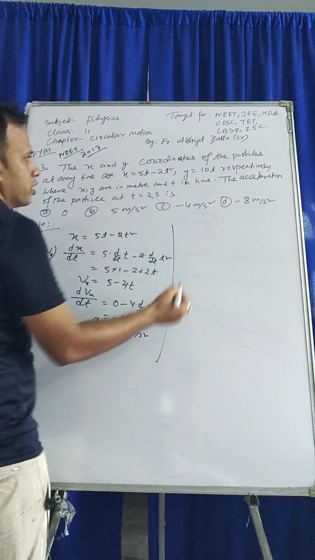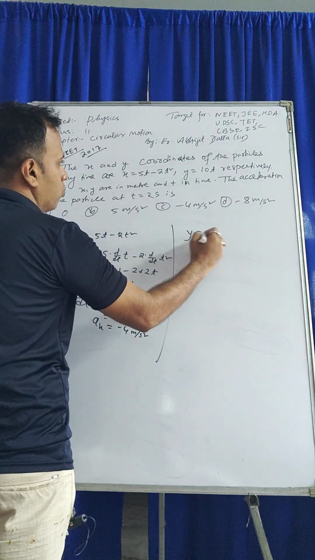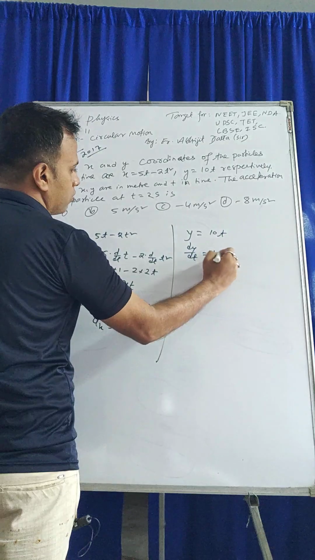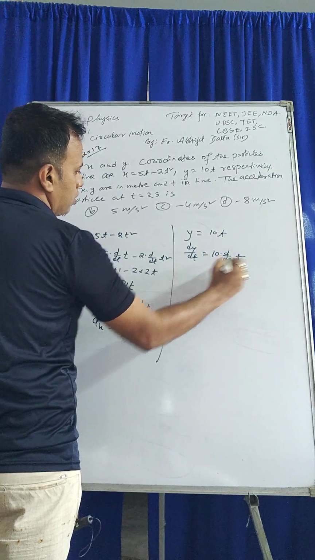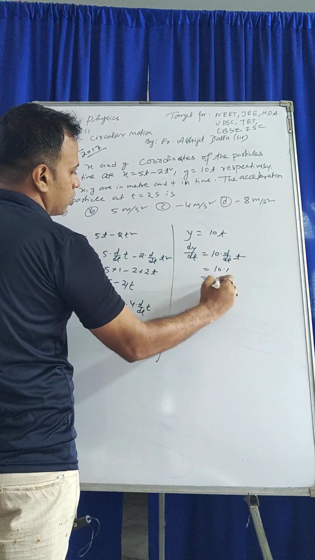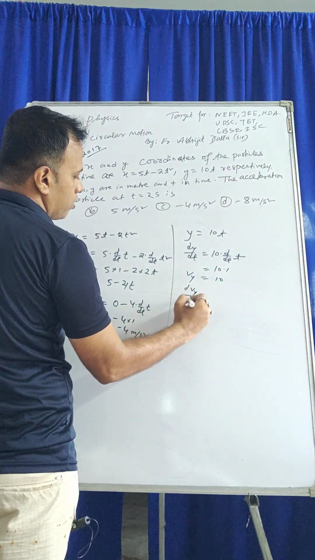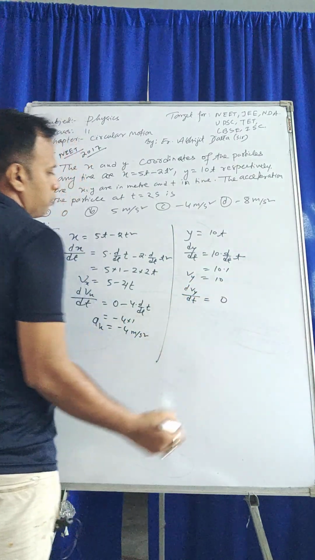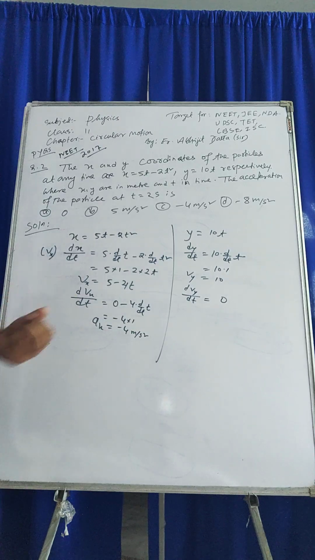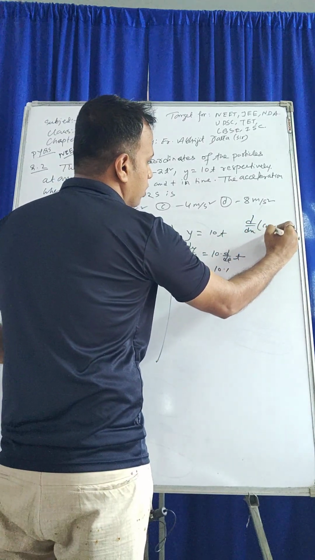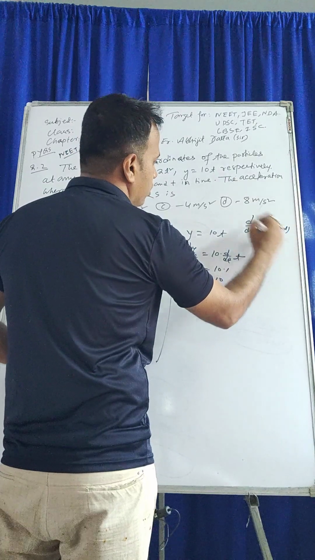Now differentiate y equal to 10t. So dy by dt will be 10 into d by dt of t. It will be 10 into 1, that is 10. So it will be vy. If I differentiate this again with respect to time, it will be 0, because the derivative of any constant is what? It will be 0, is not it?